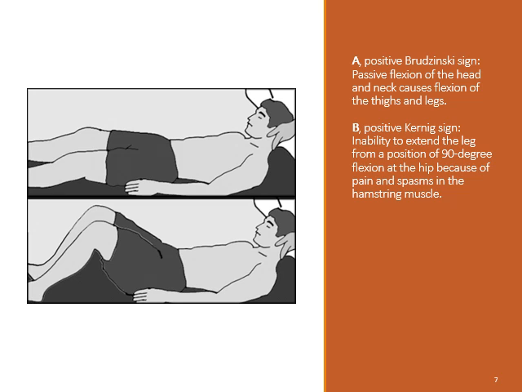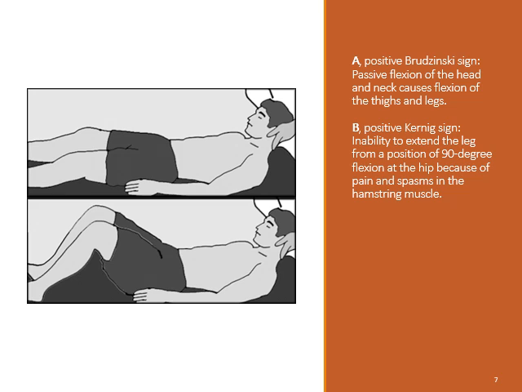Assessment, once again, for meningitis. A positive Brudzinski sign is a passive flexion of the head and neck, causing flexion of the thighs and the legs. Once again, don't forget, because it is inflammation of the meninges, those meninges not only cover the brain, but they also cover the spinal cord. So all of that is going to be inflamed as well.